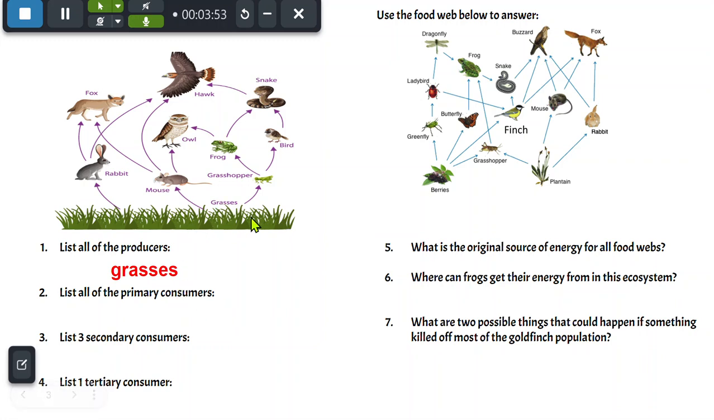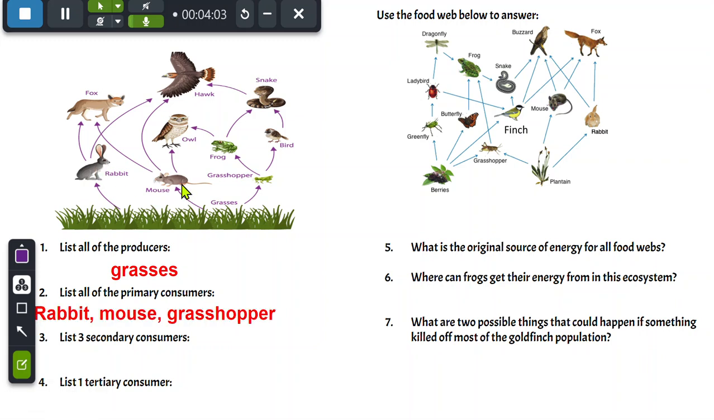And so I have my grasses. Whoever eats the grass is going to be a primary consumer. And so I have 1 is going to be this rabbit, and 2 is going to be this mouse, and 3 is going to be that grasshopper. Those are my primary consumers. Right, secondary consumers are going to be things that eat the primary consumers. Okay, so I'm just going to start with my producer right here. Primary consumer was rabbit. He is eaten by fox, so a fox is a secondary consumer. He also could be eaten by the hawk, so the hawk is a secondary consumer.